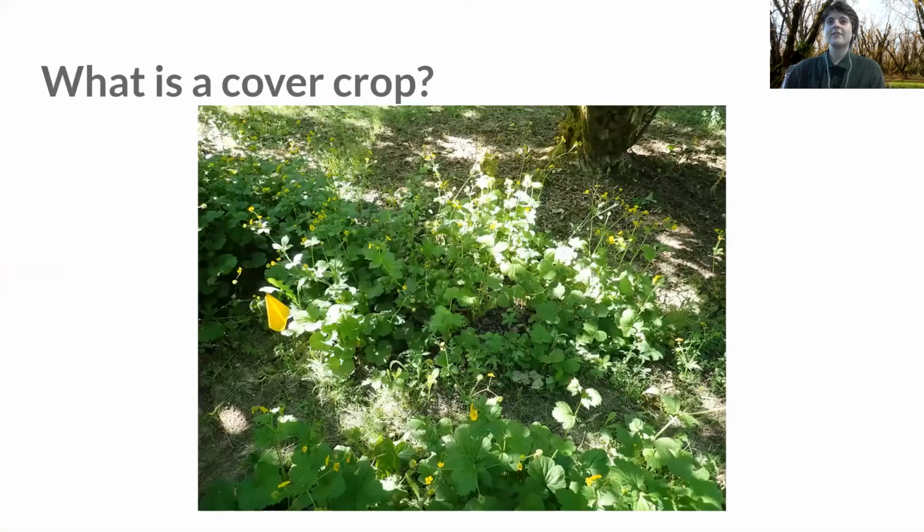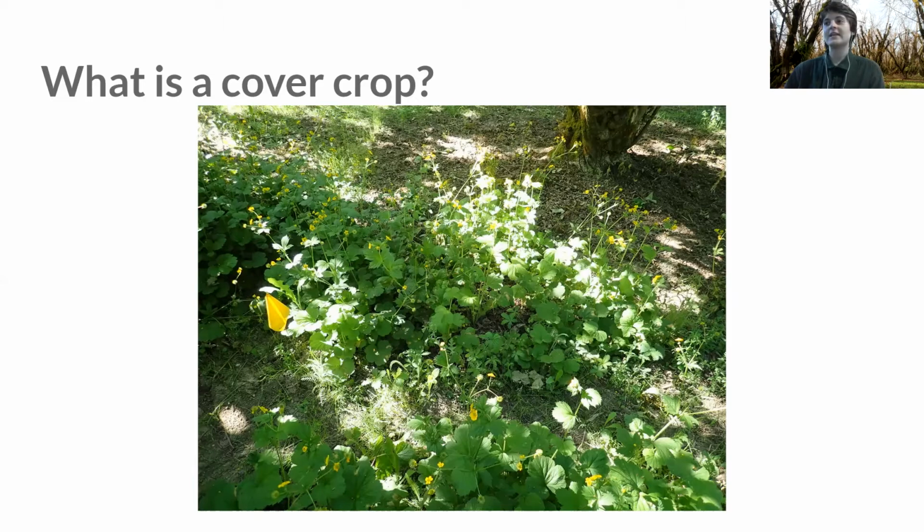So to begin with, what is a cover crop? It's a plant that's grown secondary to a primary agricultural crop. So this might be plants that are grown as ground cover in an orchard or between rows of an agricultural crop. And this is what this experiment is testing. We want to see if we can use native Oregon plants as ground cover in a hazelnut orchard.